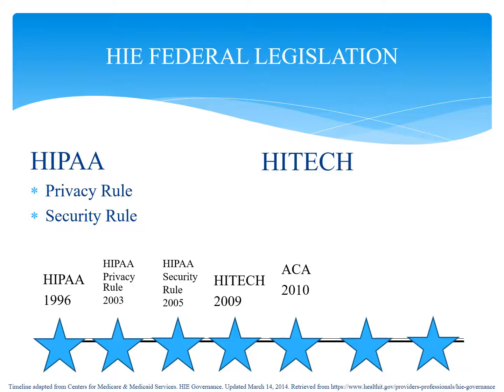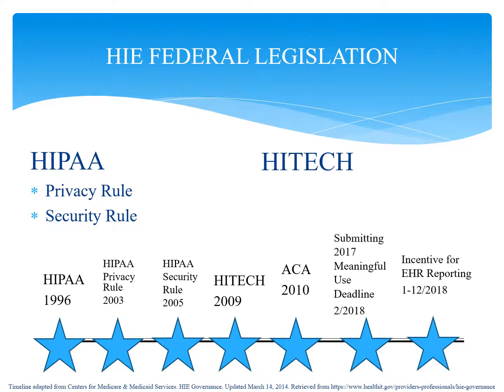So how else is there buy-in to this system? Monetary incentives are used to encourage health organizations to meet meaningful use criteria by reporting core objectives. Incentives are also based on deadlines and criteria. For example, reporting EHR from January through December 2018 and submitting 2017 meaningful use data attestations by February of this year.